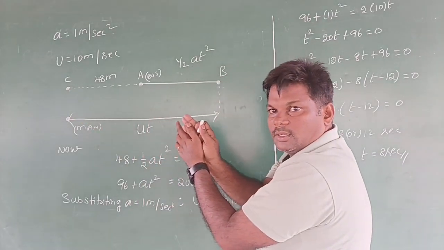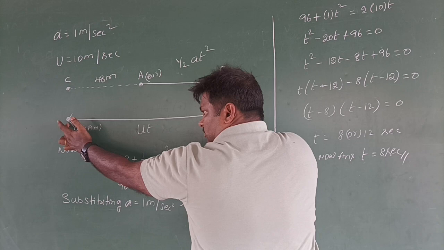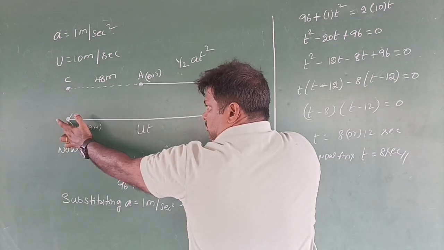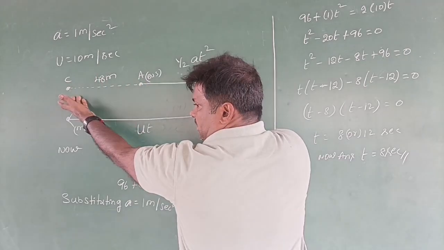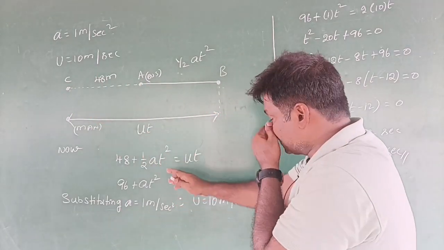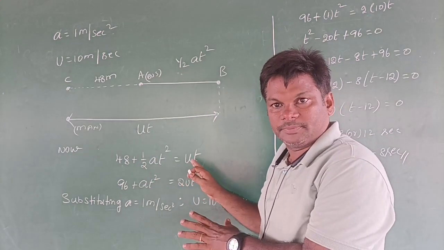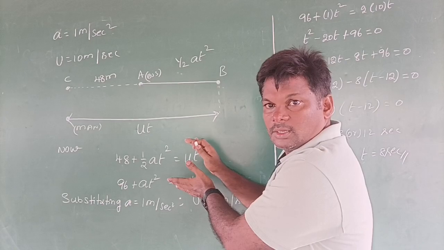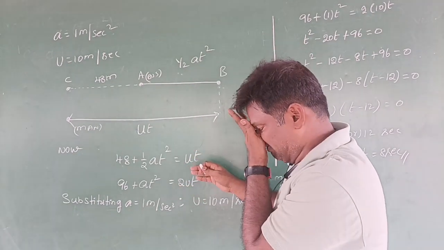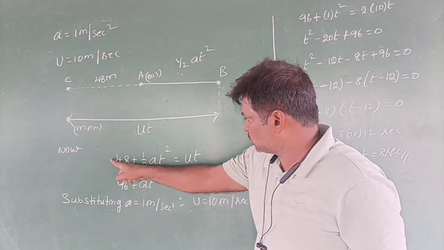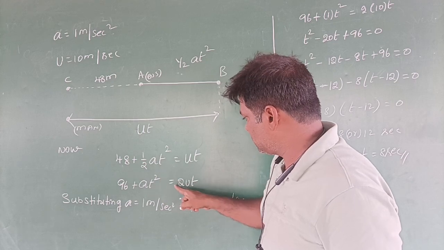I hope you understand. The total distance covered by the man, ut, is equal to the distance covered by the bus plus 48 meters. So 48 meters plus half a t square is equal to ut. This is your equation. If you do not understand this one, please send me a screenshot. Now I will give you once again the solution, how to proceed. Multiply by 2 on both sides. 2 into 48, 96. The 2 will get cancelled. At square is equal to 2ut.